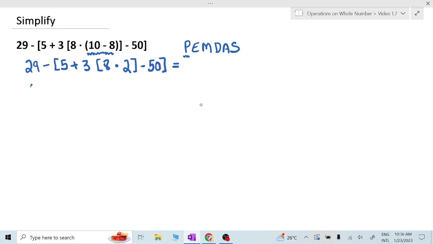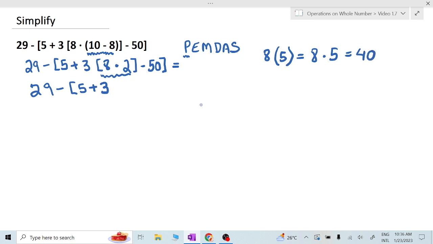So now the innermost parenthesis becomes this 2, 8 times 2. So let's copy everything before, 29 minus 5 plus 3. How much is 8 times 2? It's 16. And you ask yourself, what happened here? There is no sign or anything. In mathematics, when you have a number and a parenthesis or a bracket or another number, that means you multiply both numbers. This is the same as 8 times 5, which in this case is 40. So this means there is a multiplication here.